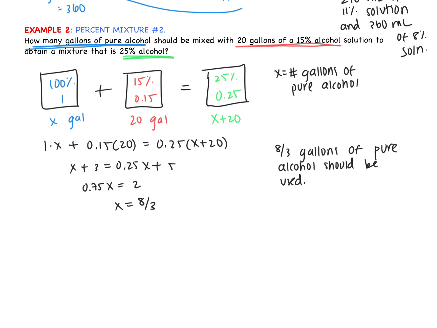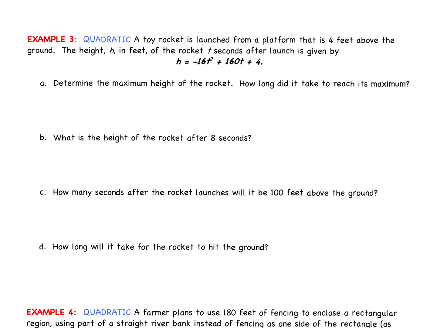The next type we are doing is the type that someone can't remember. I think it was Jamie. The rocket kind. So, a toy rocket is launched from a platform that is 4 feet above the ground. The height h in feet of the rocket t seconds after launch is given by that equation. Okay, so we have this equation. Anytime you are given an equation, it is very important that you know what the variables are. H, we are told, is for height, and t, we are told, is for seconds.